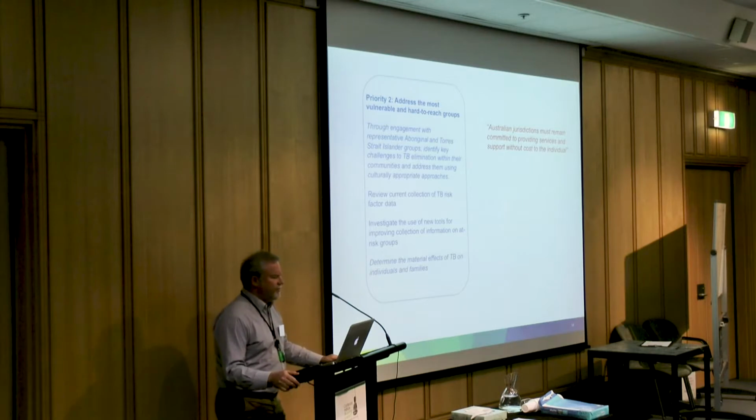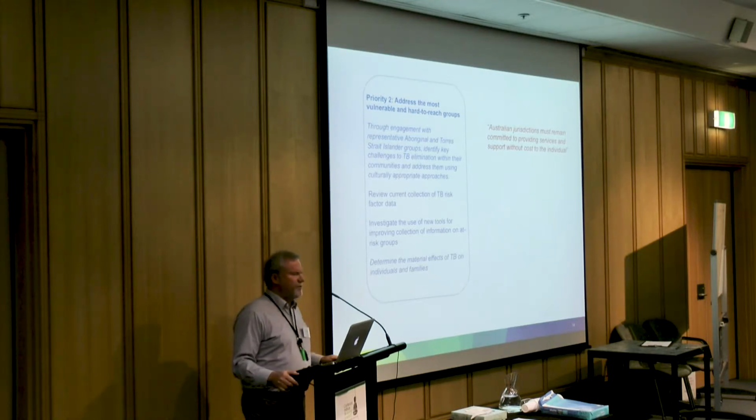Priority area 2 is to address the most vulnerable and hard to reach groups. Although the cases in Aboriginal and Torres Strait Islander Australians are low in number, the rate has for many years been discrepant, and can we not do something about that? So we feel that there needs to be engagement with representatives of Aboriginal and Torres Strait Islander communities to identify key challenges in their communities and do something about them in a culturally appropriate way.